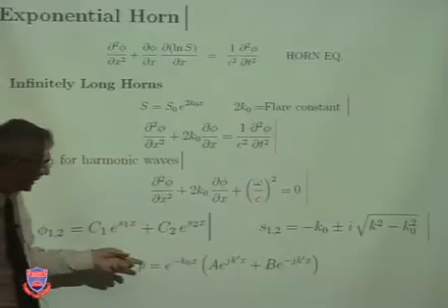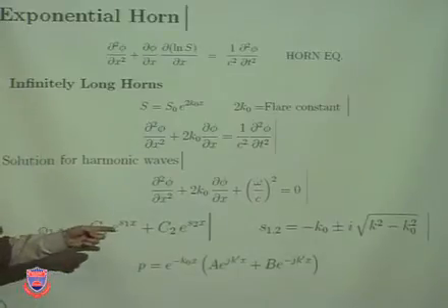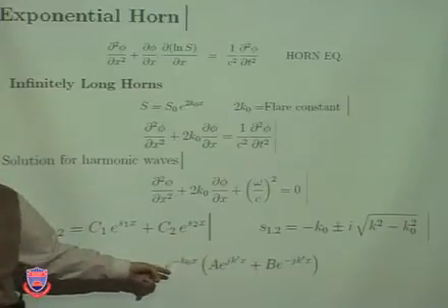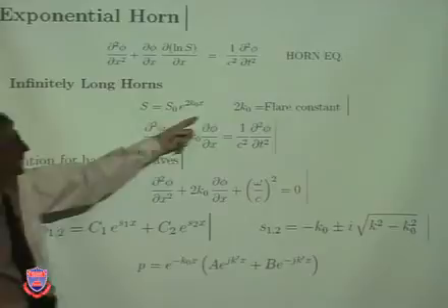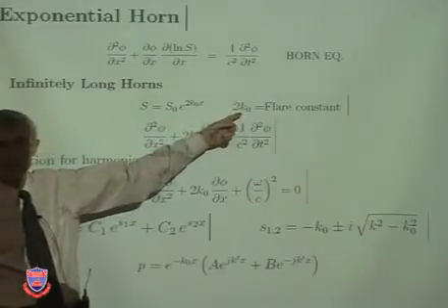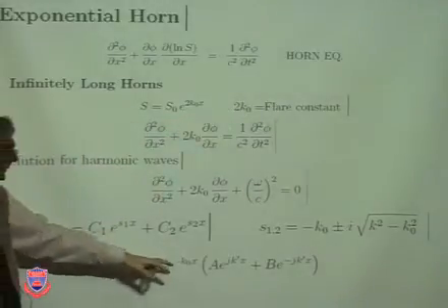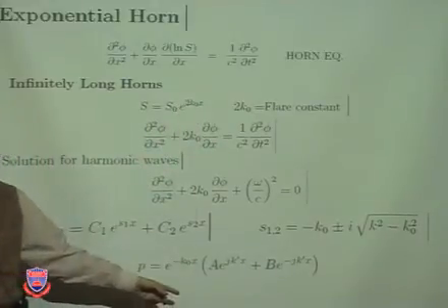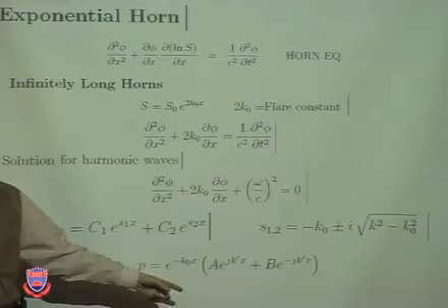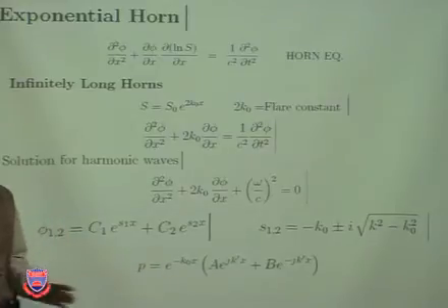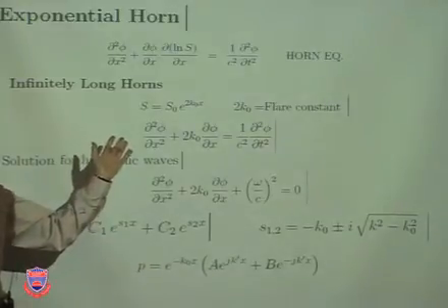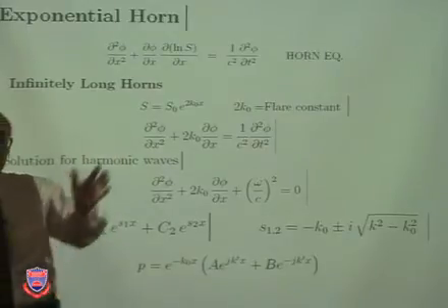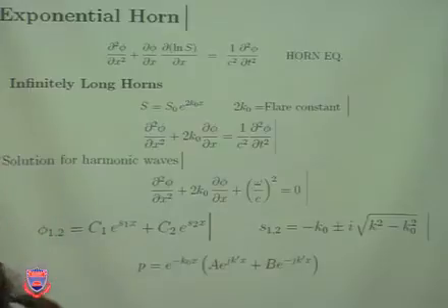Okay, very good. And so what we're seeing here is there's a decaying component that depends on the flare constant. If the flare constant is small, then the decay is also slow. What does that mean? If it is suddenly opened, it's very big, then it's going to decay very quickly. So it has to be a gradual flare.